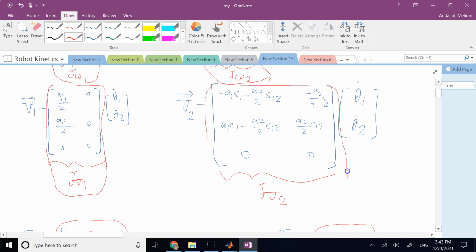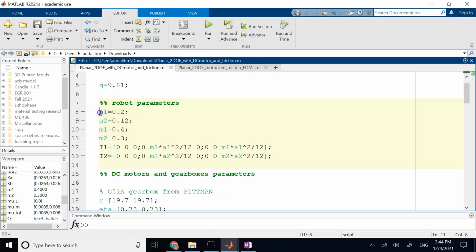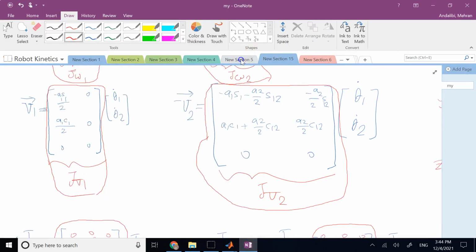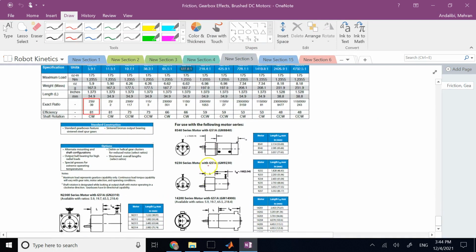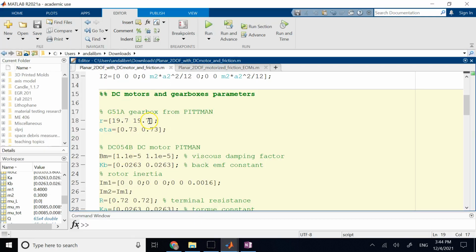Okay, so let's go ahead and see how I coded and how I use ODE45 to solve. So these are the parameters for the robots, the geometry and masses of the robots. Then I go to the gearbox and to the DC motors, and here I choose both motors and both gearboxes to be the same for both of the joints. So which gearbox, which motor do I use? If we go back to here, for the gearbox, I choose this gearbox here, G51A, where the gearbox ratio is 19.7 to 1, right? So you can see that here.